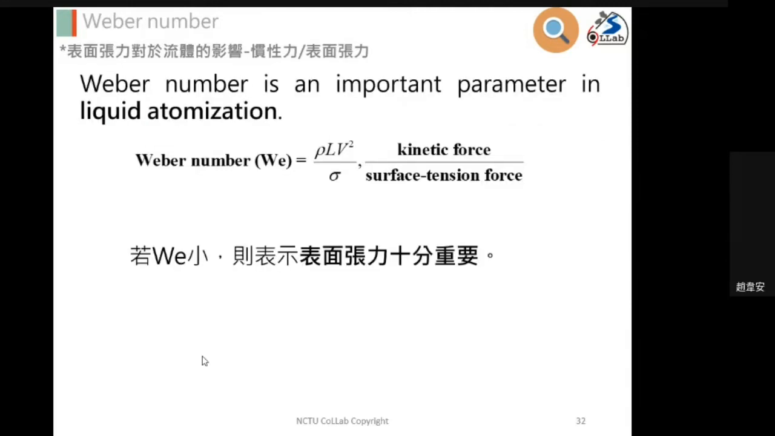And the third parameter is the Weber number. As you see, the definition of the Weber number is kinetic force divided by surface tension force. So if the Weber number is small, your problem will involve the surface tension force, and you need to take into account the surface tension force.